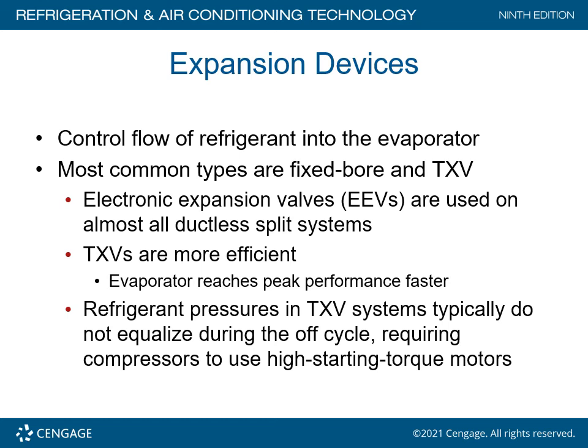Expansion devices control the flow of refrigerant into the evaporator. Most common types are fixed bore and TXV. Electronic expansion valves, EEVs, are utilized on almost all ductless split systems. TXVs are more efficient. Evaporator reaches peak performance faster. Refrigerant pressures in the TXV system typically do not equalize during the off cycle, requiring the compressor to utilize high starting torque motors.